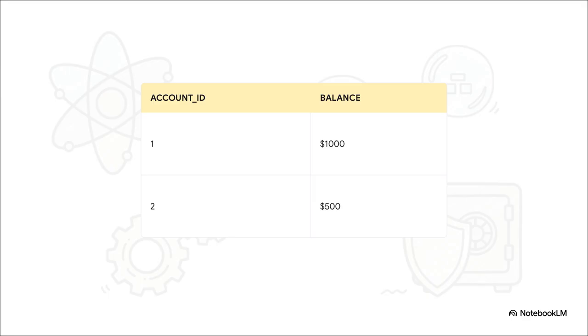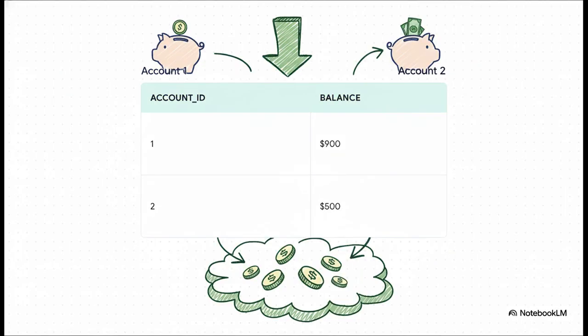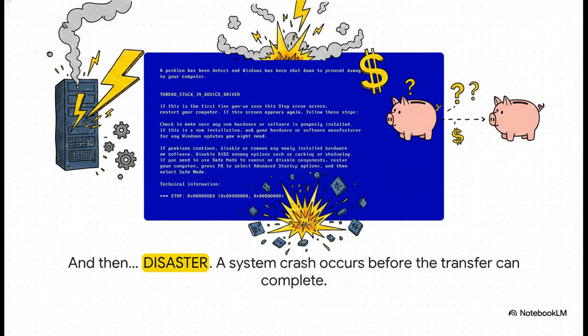Simple enough, right? So the transaction kicks off. Step 1, the database takes the $100 out of account 1. Now, let's just pause right there for a second. At this exact moment, account 1 has $900, but account 2 still only has $500. That $100 is floating in a kind of digital limbo. And right at that critical moment, bam, the system crashes.